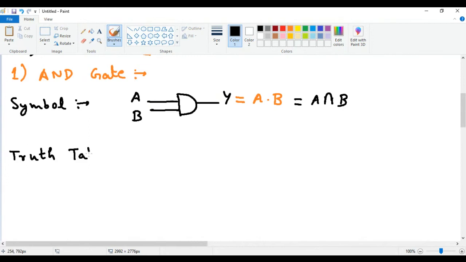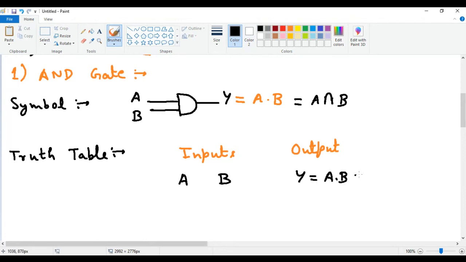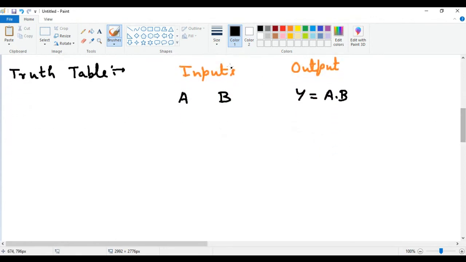In case of the AND gate, the next thing that we will discuss is the truth table. In a truth table, we generally write the inputs on the left hand side and the output on the right hand side. So what inputs do we have? A and B are the inputs and Y is the output. And how do we calculate the output? Y is equal to A dot B in case of the AND gate, right? चलो एक टेबल सा बना लेते हैं. So let's quickly draw it.